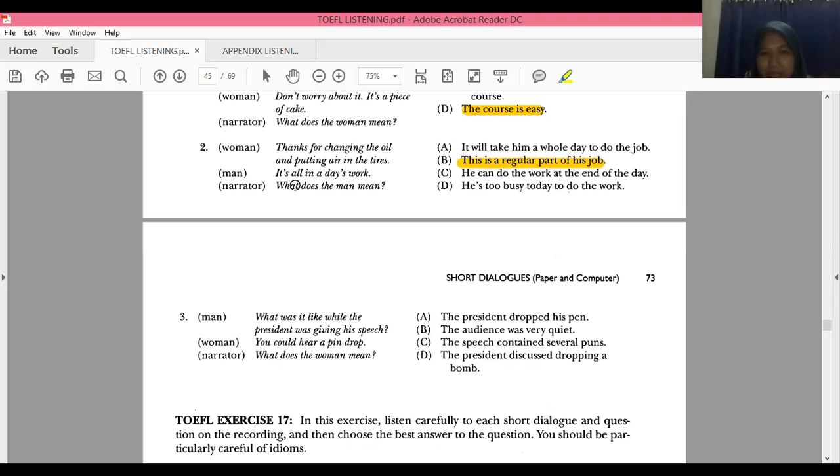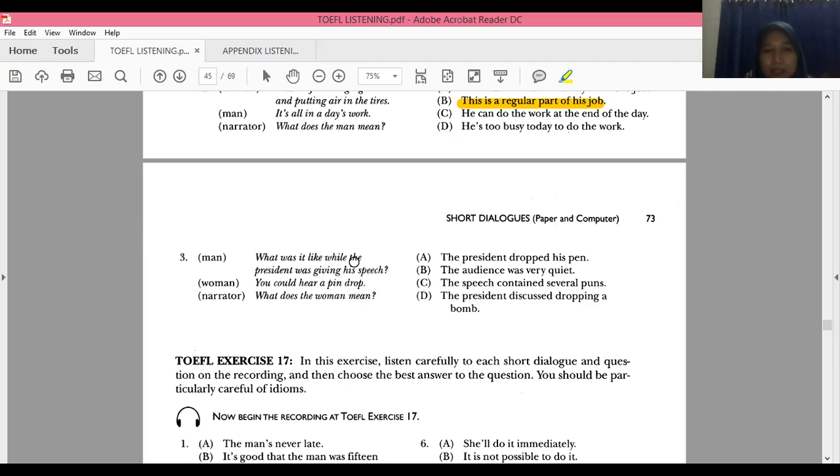Mungkin ada yang pilih karena ini ada all in days, seharian. It will take him a whole day to do the job. Maybe kalau ke distract, misalnya Miss Disti ke distract karena ini all in day, jadi saya pilih whole. No, he can't do the work at the end of the day. He is too busy today to do his work now. Ini adalah kerjaan hari-harianku.